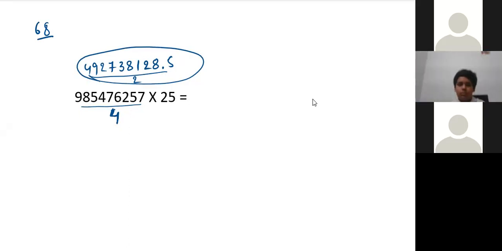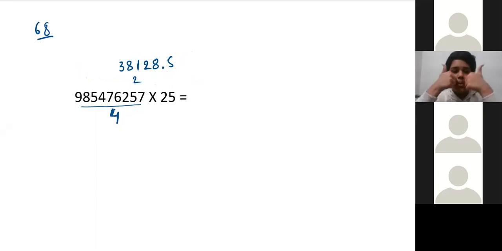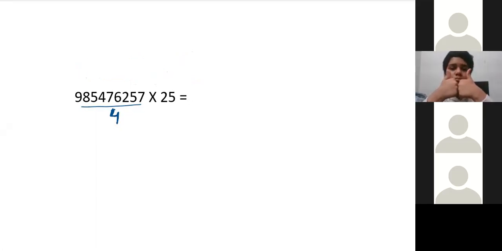Okay, sir. 9 divided by 4, it will be 2. Remainder will be 1. 18 divided by 4, it will be 4, then remainder will be 2. 25, so it will be 6, then remainder will be 1. 14, again it will be 3. Remainder will be 2.